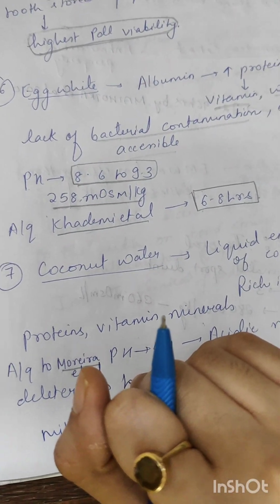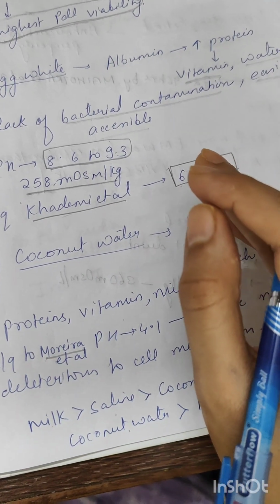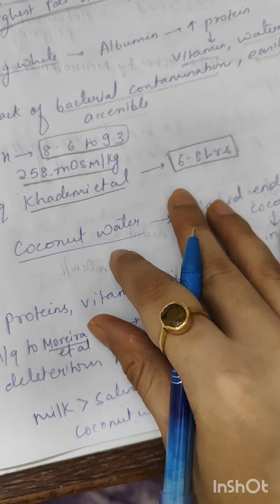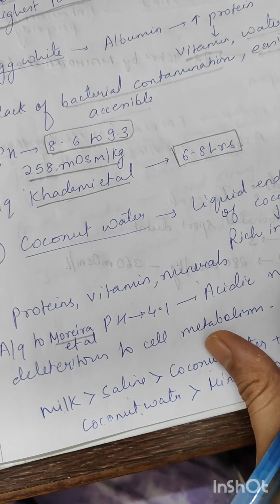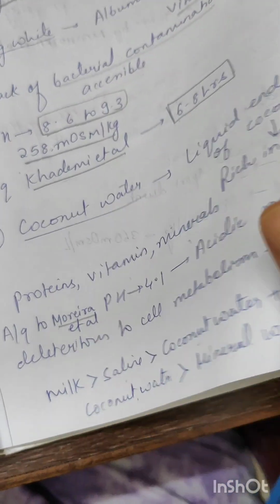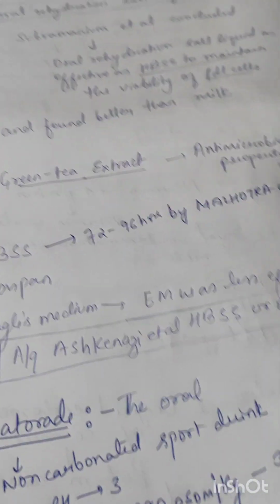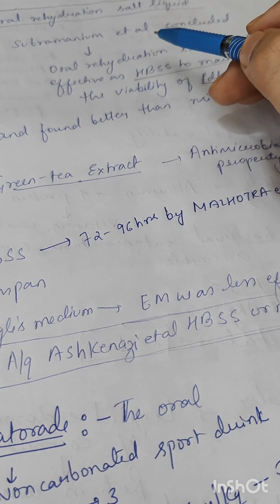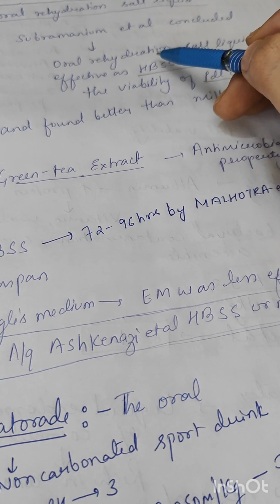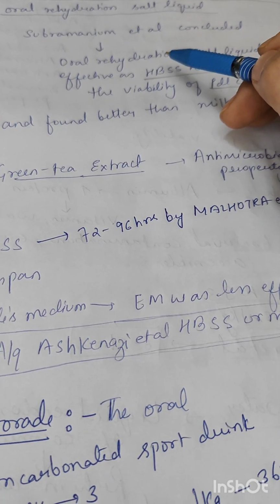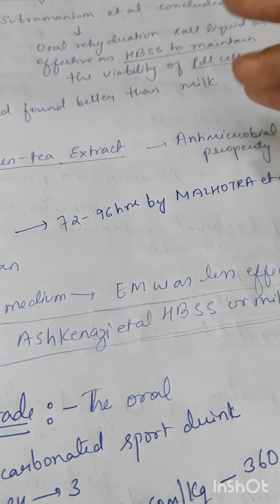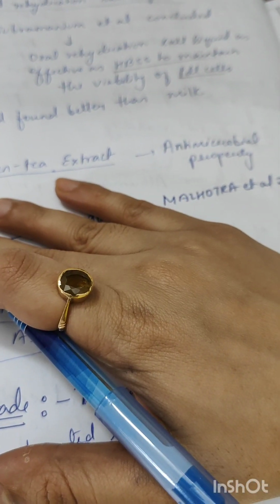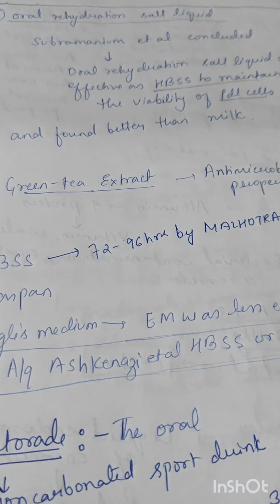Coconut water has an acidic pH, so when you add sodium bicarbonate, the pH can be maintained, and it can be used as a good storage media. Oral rehydration salt solution: according to Subramaniam et al., it is one of the best media, as effective as HBSS and more effective than pasteurized milk. Green tea extract has antimicrobial property and can be used as storage media.